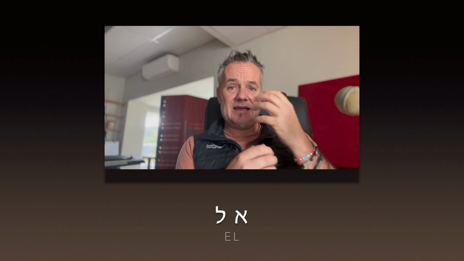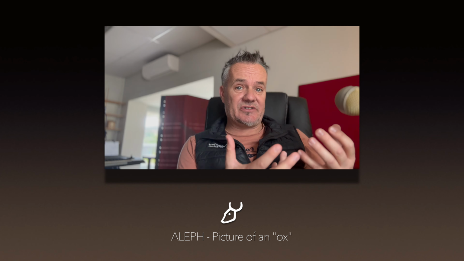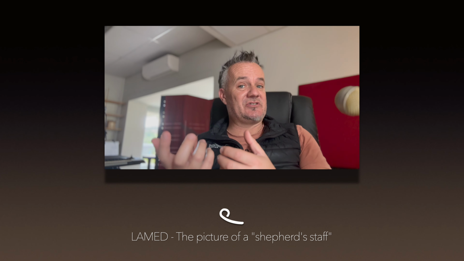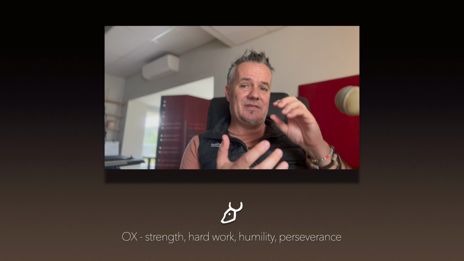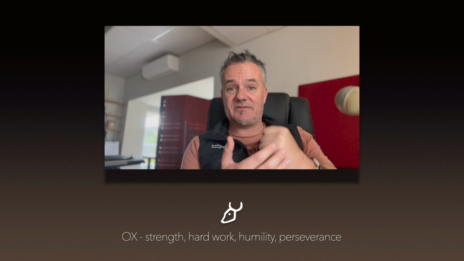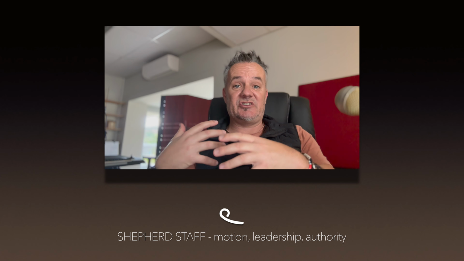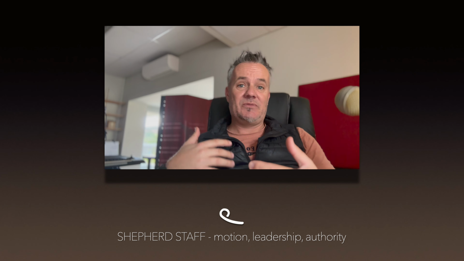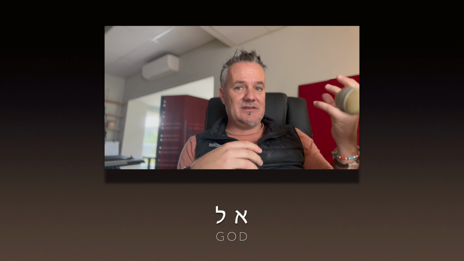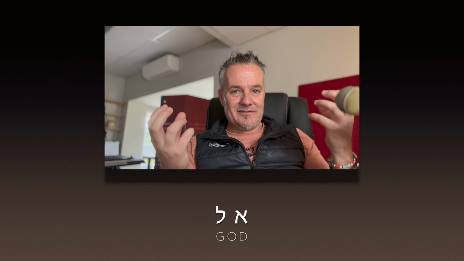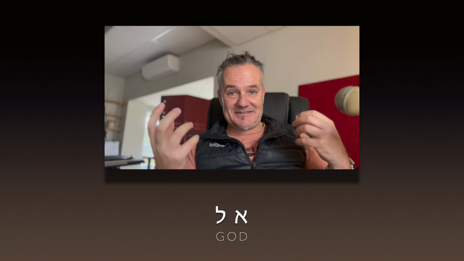For example, let's take the word El. It's an aleph and a lamed. An aleph, the picture of an ox, and a lamed, the picture of a shepherd's staff. So when we put the concept of an ox, which represents strength, hard work, the animal that is humble but strong, that perseveres, alongside the concept of a shepherd's staff, which means motion, leadership, authority, we get two source concepts that tell us something about God: the authority that is strong, the strength that leads us.